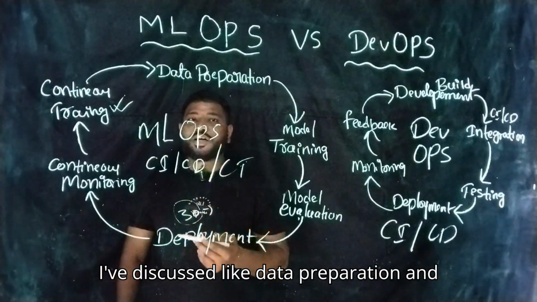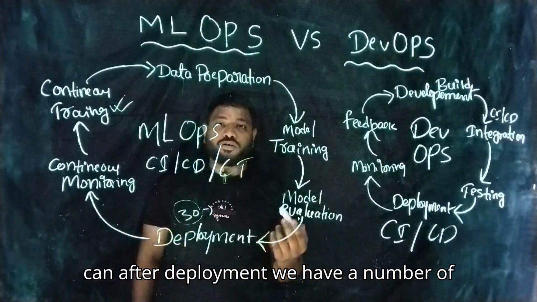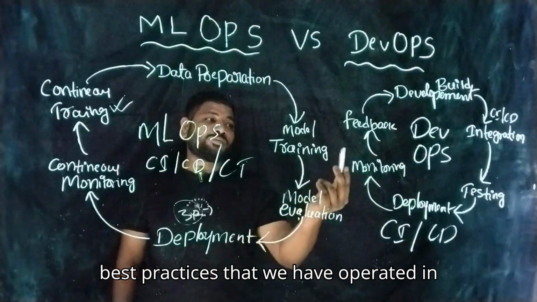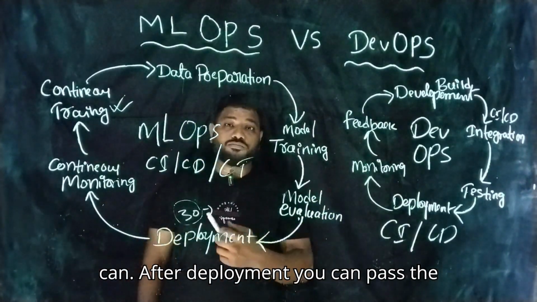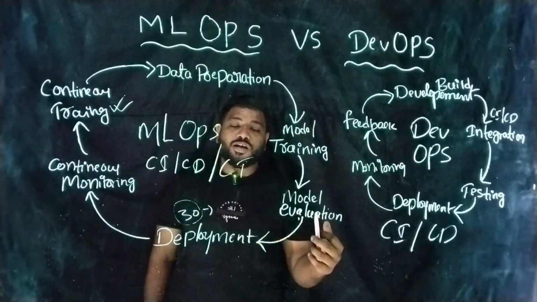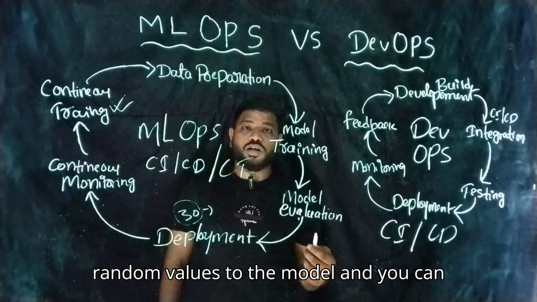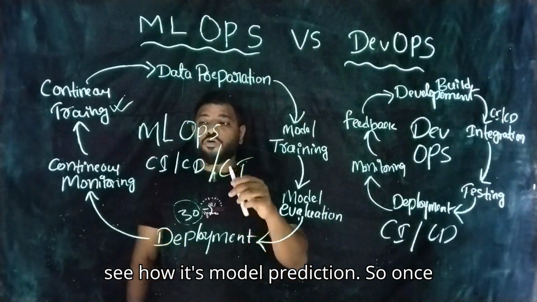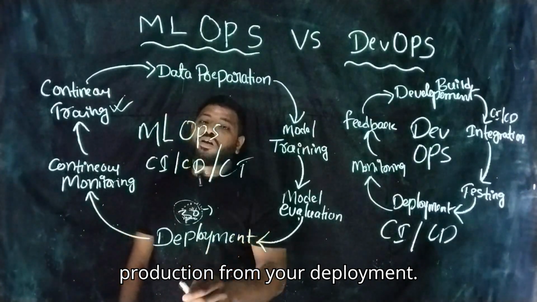And this is how we can use continuous integration, which is integrating all these phases I've discussed, like data preparation, model training and evaluation. After deployment, there are a number of best practices we have applied in DevOps, like testing whether the deployment succeeded or not. After deployment, you can pass sample values, or any kind of random values, to the model and see how its predictions look. Once you're satisfied, you can release into production from your deployment.